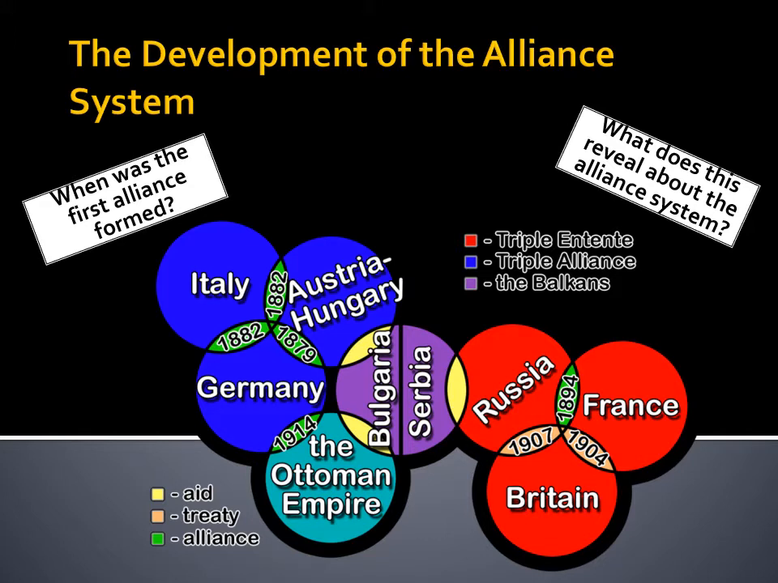The development of the alliance system. The alliance systems of Europe were developed well in advance of 1914. Take a look at the image in the slide. When was the first alliance formed? What does this ultimately reveal about the alliance system? In addition, why was the alliance system so dangerous?